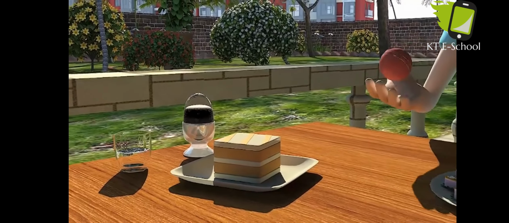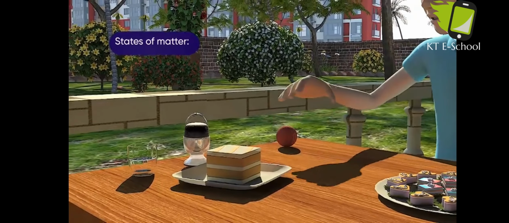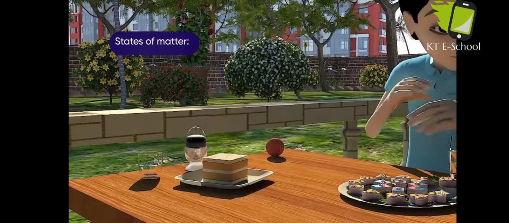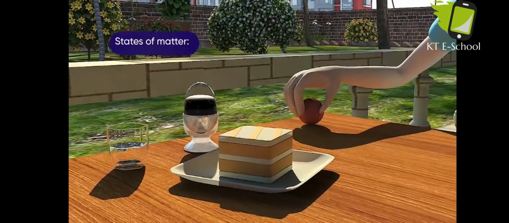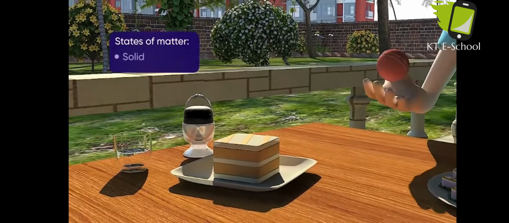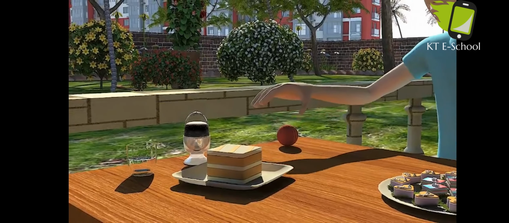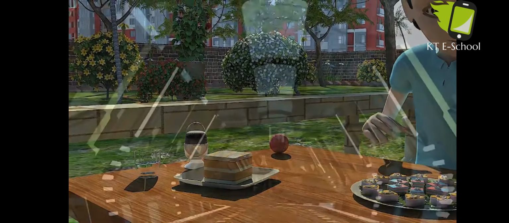In this topic, we will study 3 different forms or states of matter and the arrangement of particles that determine these states. The 3 most familiar states of matter are solids, liquids, and gases. Generally, substances exist naturally in just one state. But there are a few exceptions.